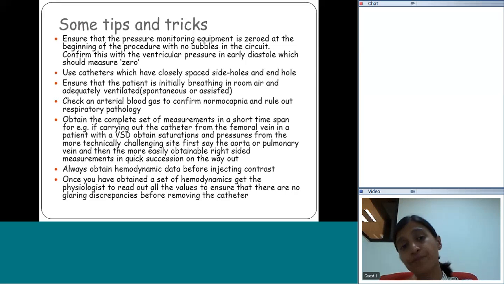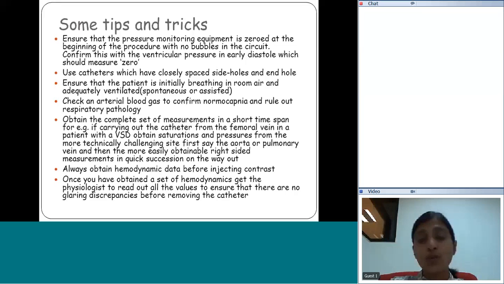Right. So ensure that the patient is adequately ventilated. Check an arterial blood gas. Then you have to try and carry out the measurements in a short space of time. Remember that the patient is in a certain physiological state. Now, if the time lag between taking the first sample and the last sample in one batch is say half an hour, then in that half an hour, a lot of things could have changed. So you should aim to carry out all the measurements rapidly.